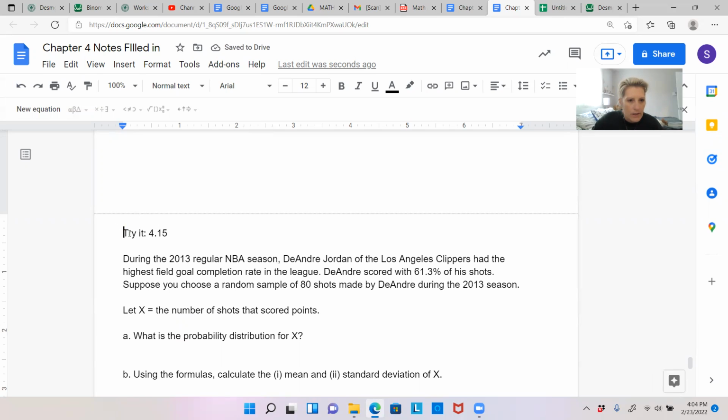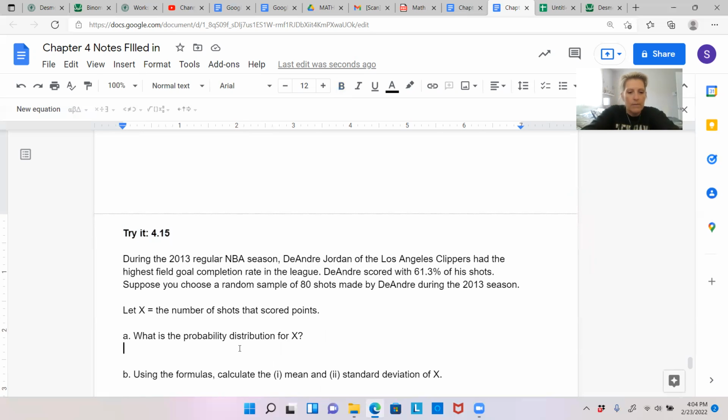4.15 says during the 2013 regular NBA season, DeAndre Jordan of the LA Clippers had the highest field goal completion rate in the league. DeAndre scored 61.3% of his shots. Suppose you choose a random sample of 80 shots made by DeAndre during the 2013 season. Let X be the number of shots that scored points. What is the probability distribution of X?